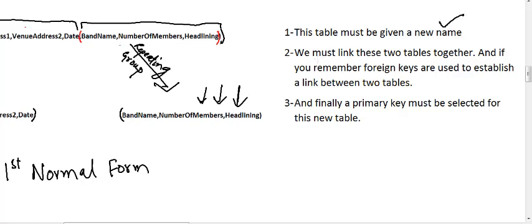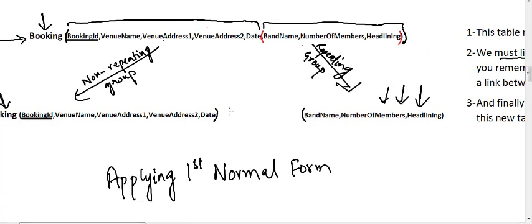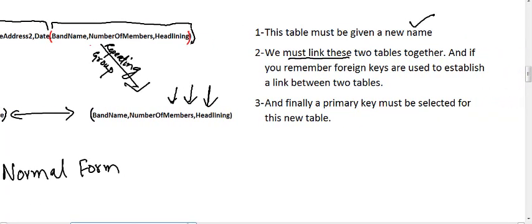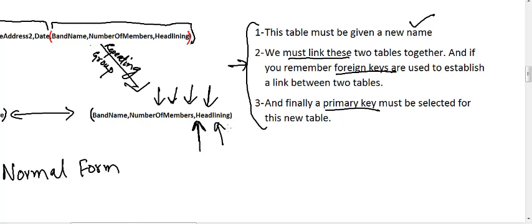We must link this new table to the other table, to this other part. So we must link these two tables together by adding a foreign key to this table. And finally we need to choose a primary key for this table. So we must ensure that all of these three steps are carried out for this table that we've created from the repeating group of attributes.